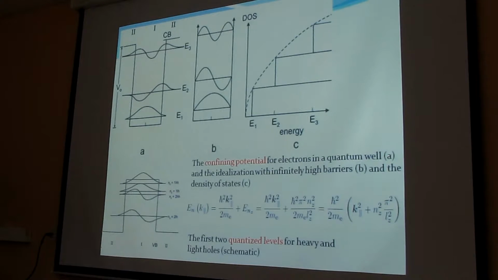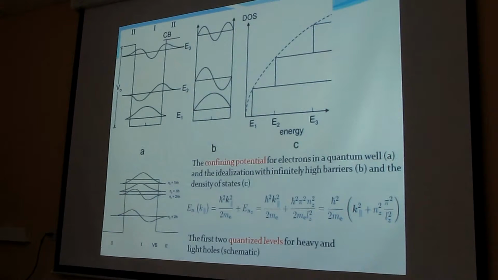Now you get quantized levels, and for infinitely high barriers, this would be the most simple one, you would get quantized levels here with a dispersion, a parabolic dispersion in the plane, and you can write down the quantization energy in this case, and you get this equation.